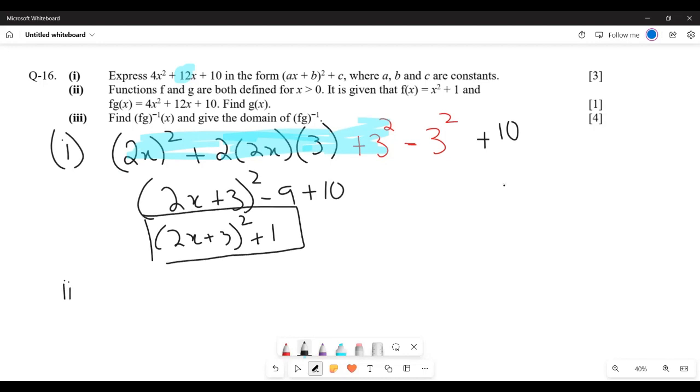Part 2. Functions f and g are both defined for x greater than 0. It is given that f(x) equals x square plus 1 and fg(x) equals 4x square plus 12x plus 10. Find g(x).